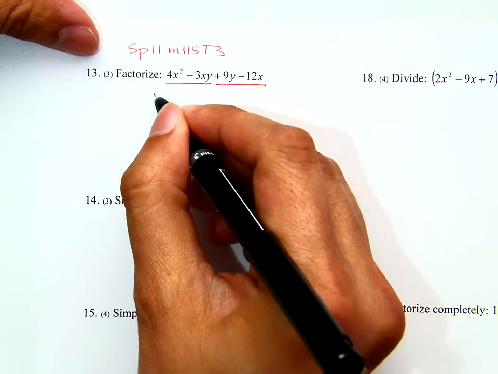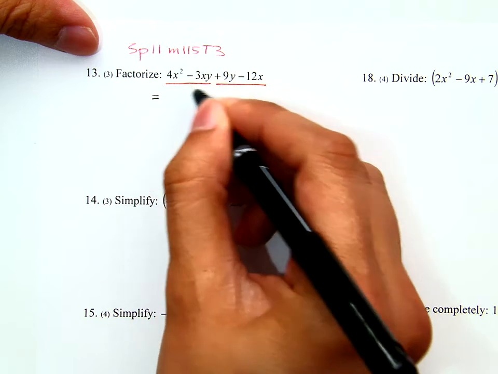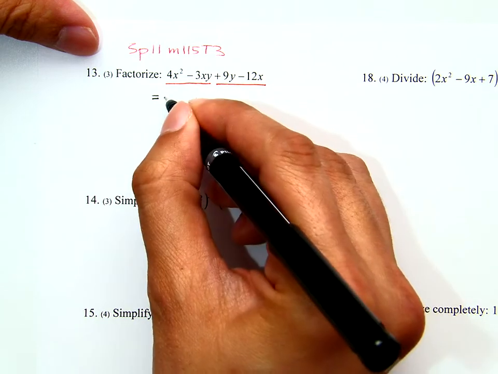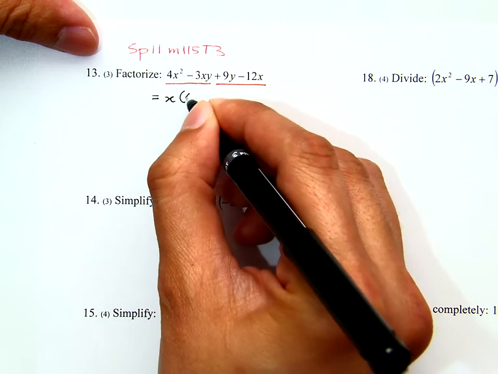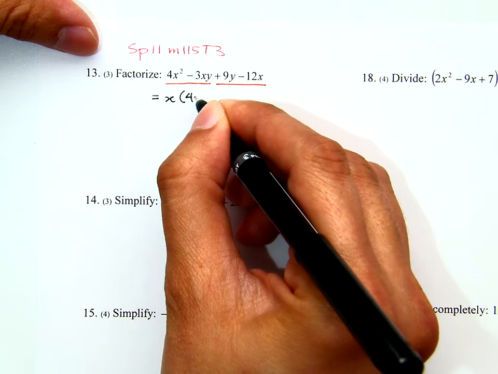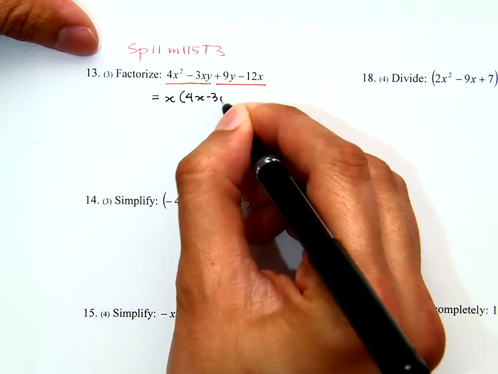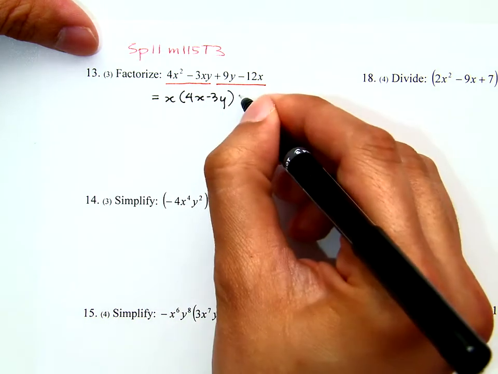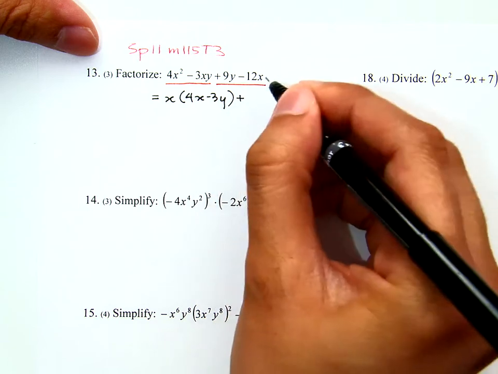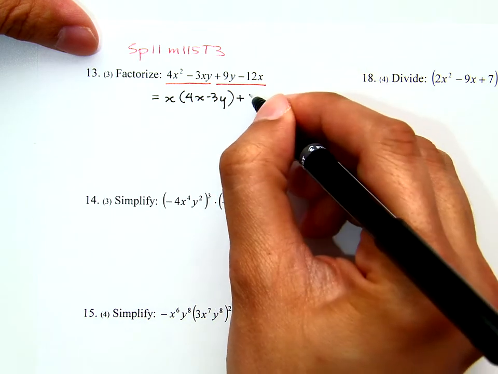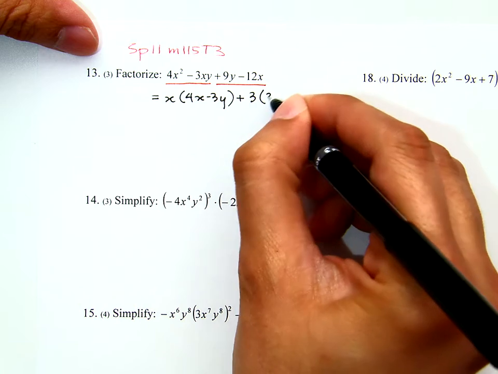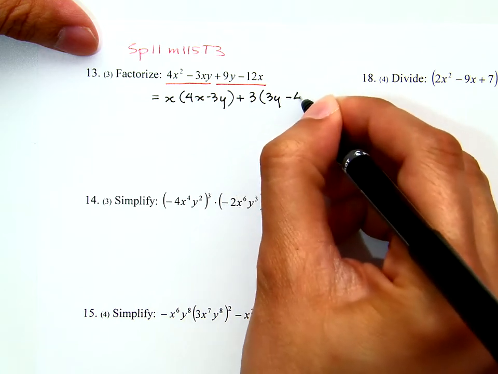And then for the first half, I will factorize the x. I'll have 4x minus 3y if I take the x out. And then for the second half, I can take 3 out. I get 3y minus 4x.